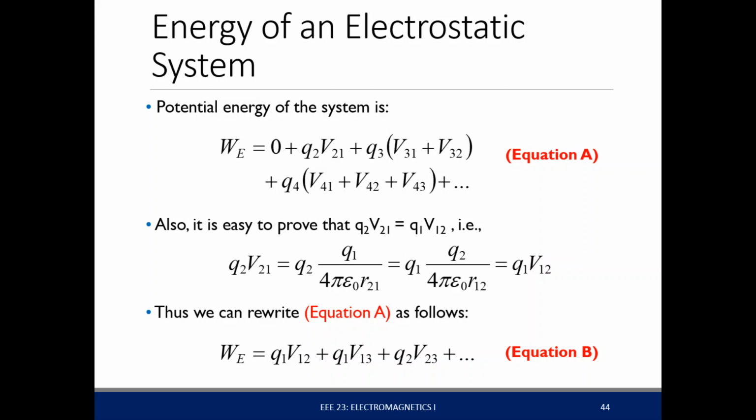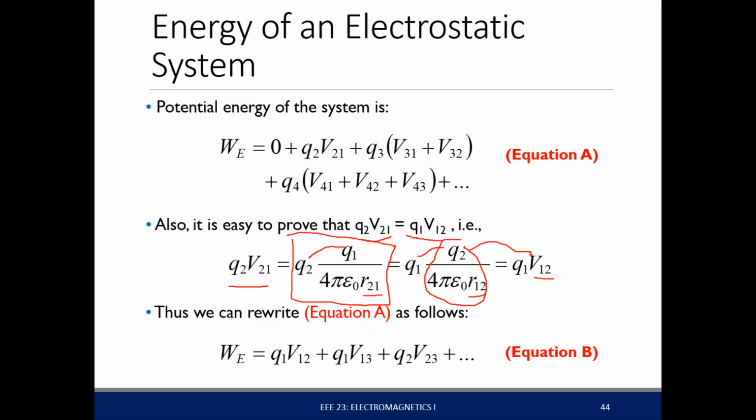And it's actually easy to prove that Q2 V21 is equal to Q1 V12. That is, Q2 times V21 is equal to this expression right here. So this is the voltage, or the potential, due to Q1, and we just switch these two together, which is the commutative property of multiplication. And R21 is just the distance between 1 and 2, so that's equal to R12. And that is actually V12 right there. This expression here is V12.